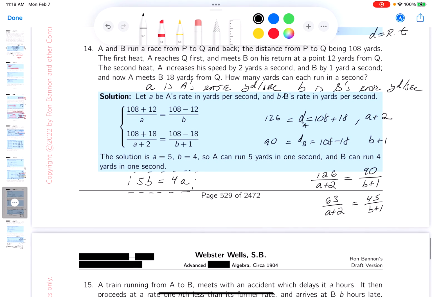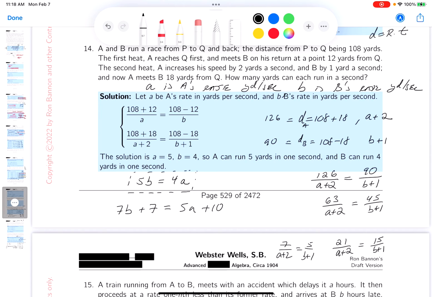Well, I'm going to divide by 3. 21 over A plus 2 equals 15 over B plus 1. Well, I can go further. 7 over A plus 2 equals 5 over B plus 1. Well, let me write this down then. So it's going to be 7B plus 7 equals 5A plus 10. All right.